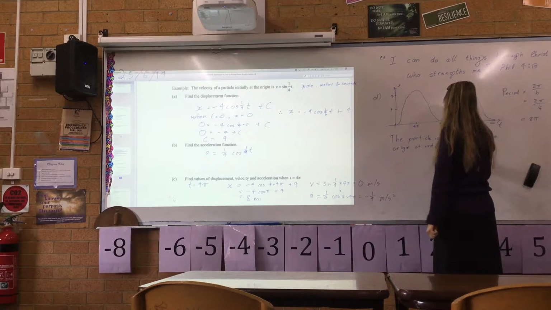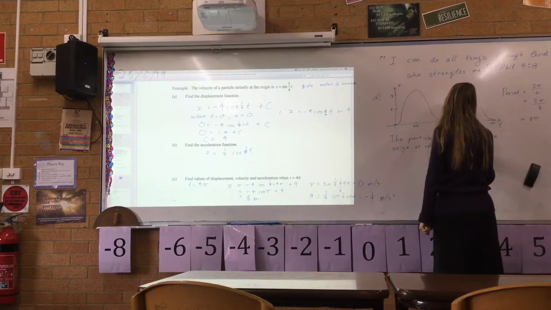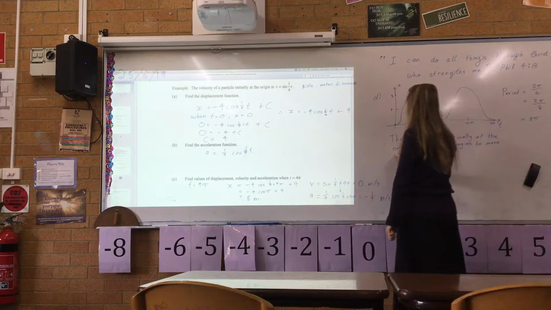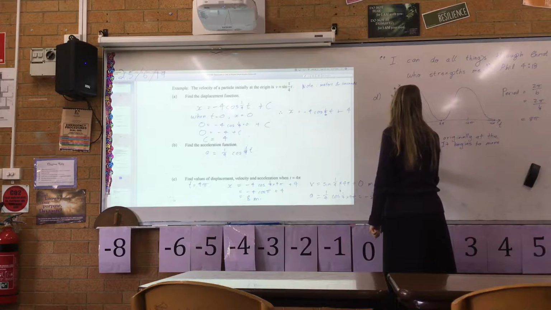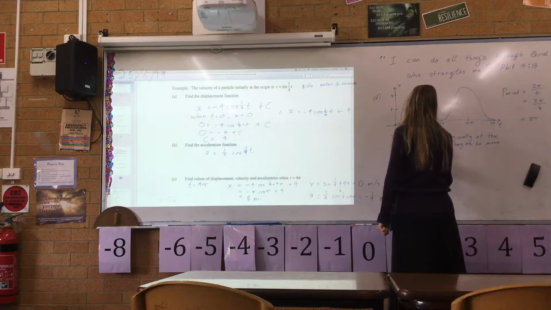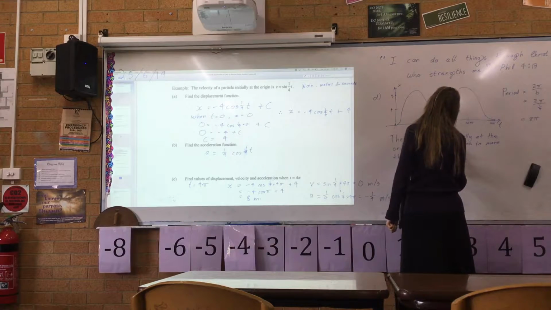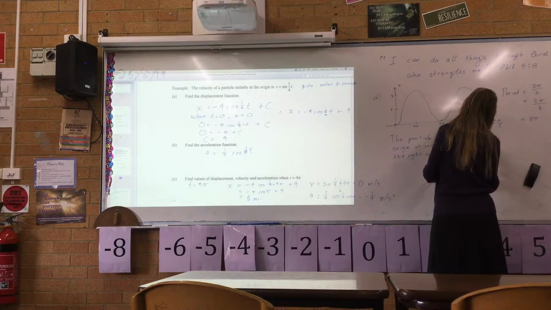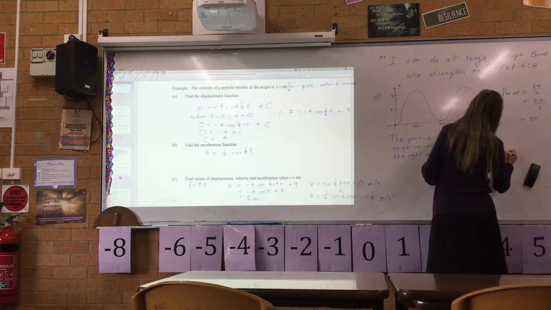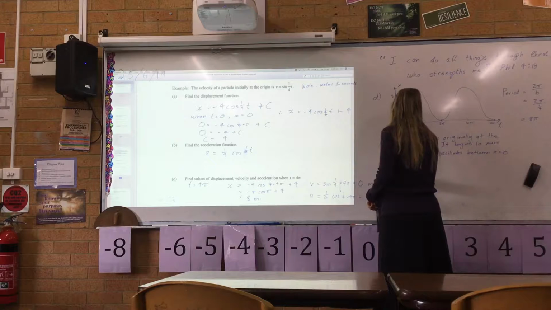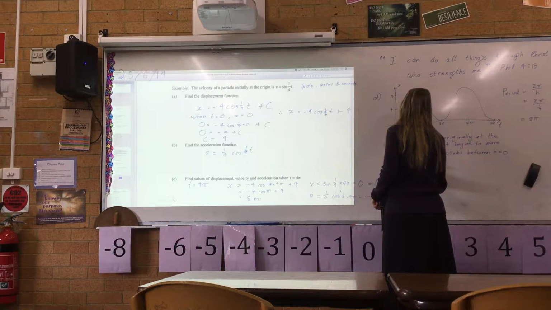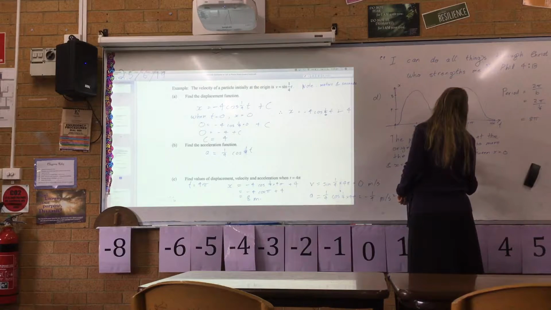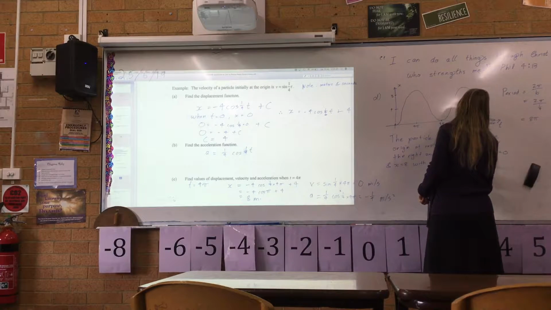So it begins to move to the right and oscillates between x equals 0, so the displacement of 0, and x equals 8, with a period of 2 pi.